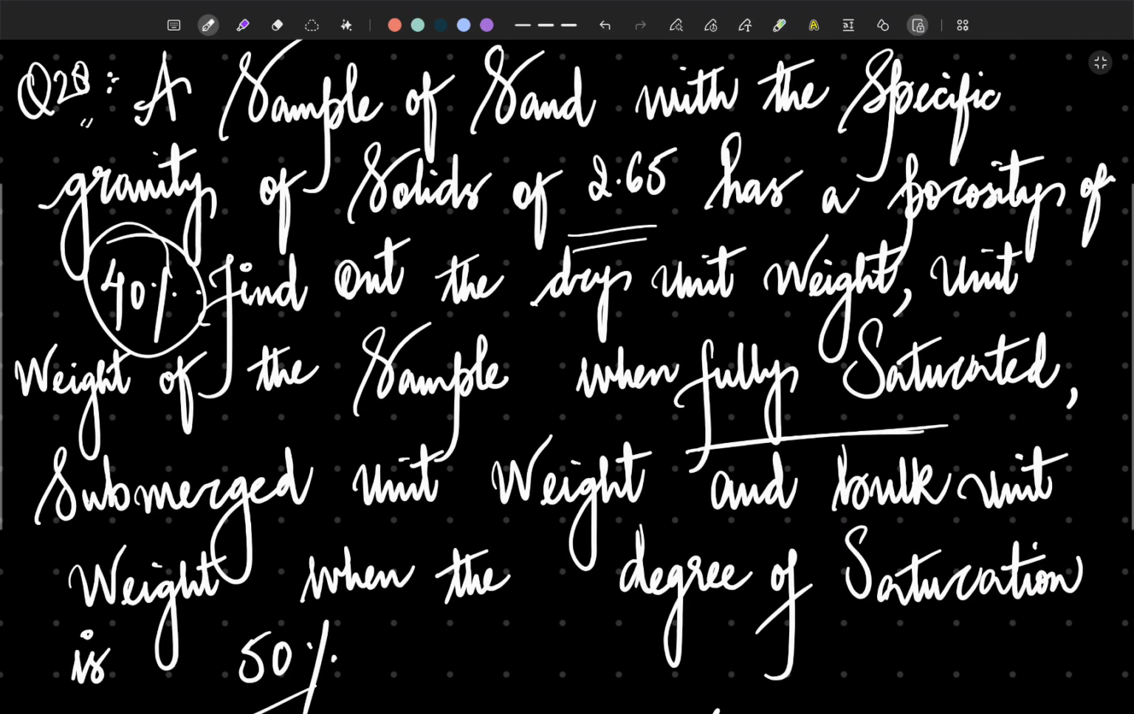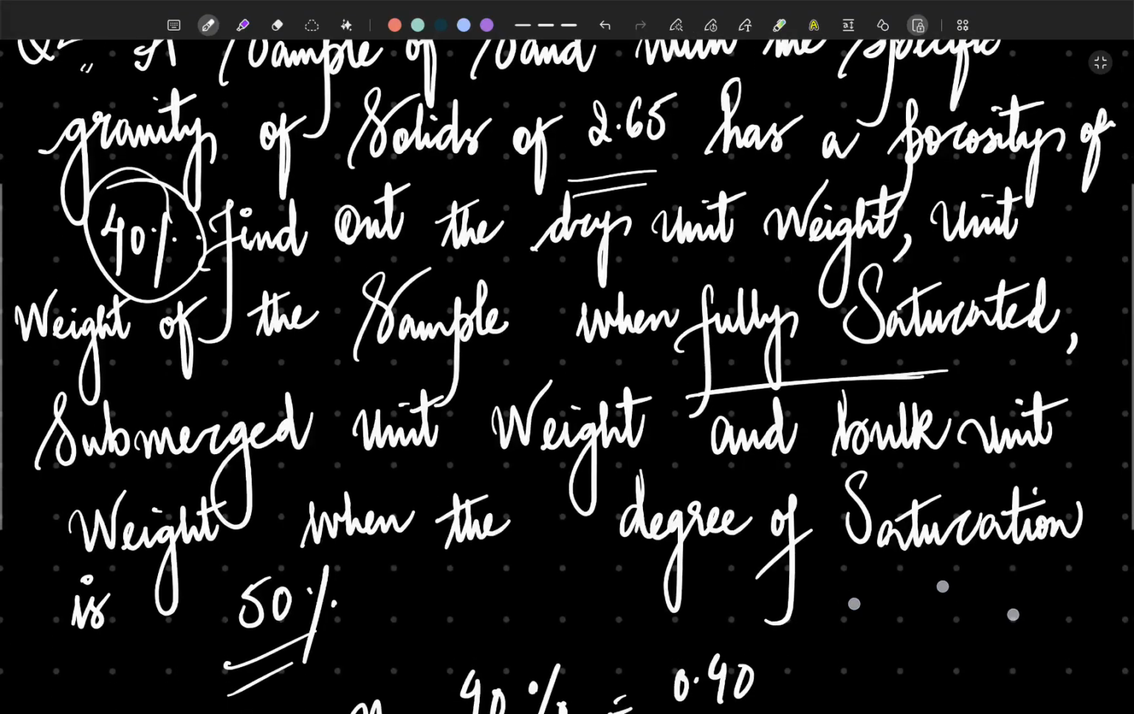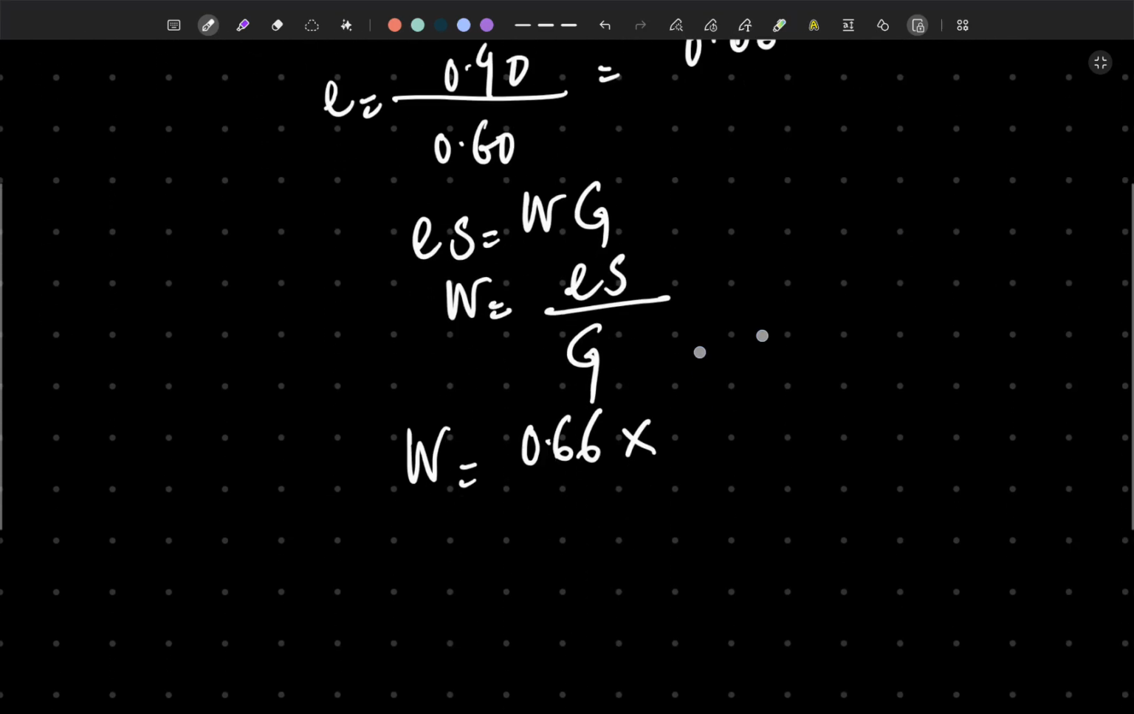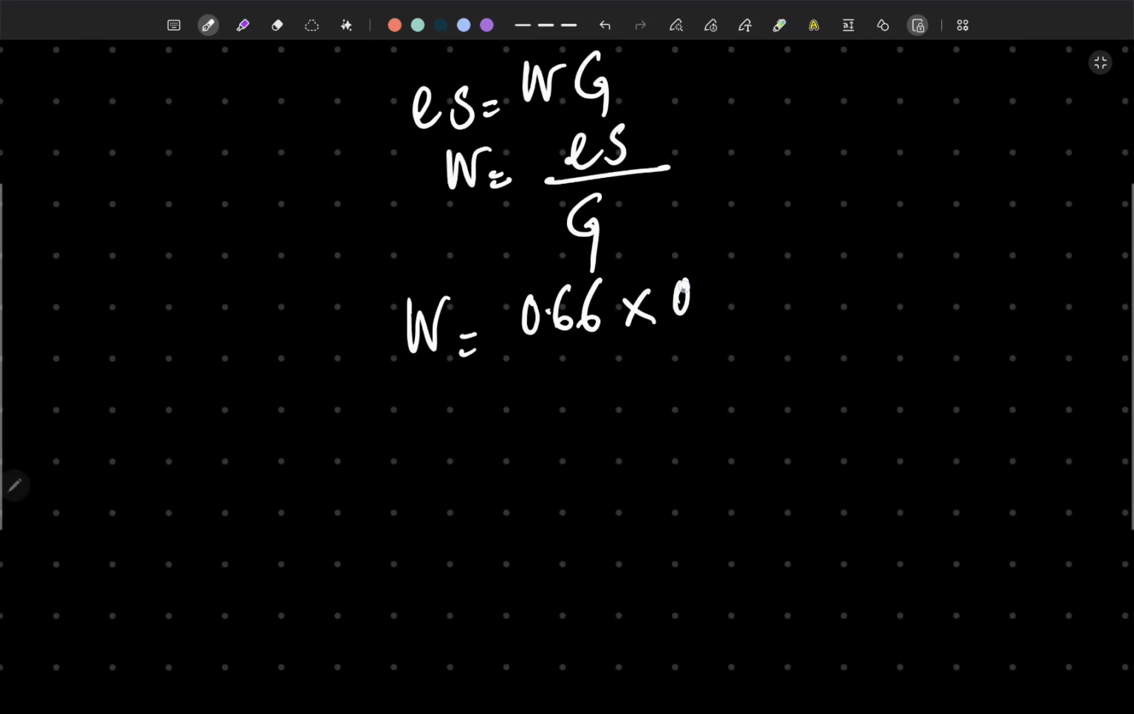A sample of sand with a specific gravity of solids and a given porosity. Find out the dry unit weight of the sample when fully saturated, and the submerged unit weight and the bulk unit weight when the degree of saturation is 50%. Let me find the water content. Degree of saturation 50%, specific gravity 2.65. Water content is 12.45%.